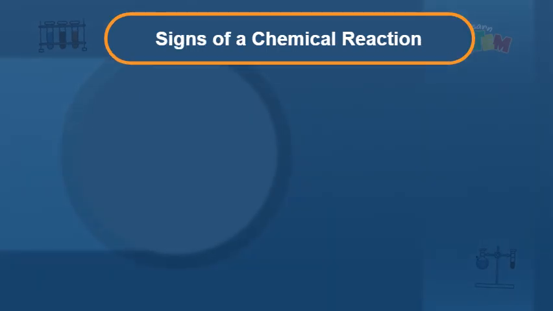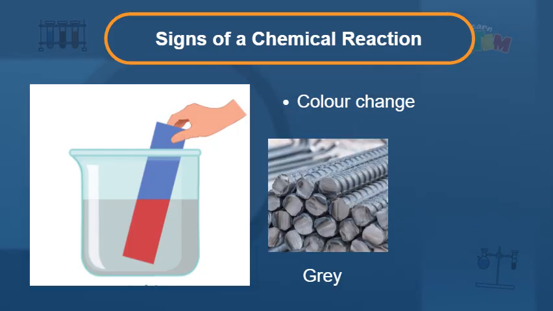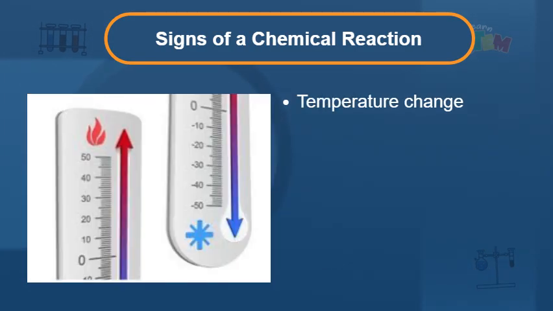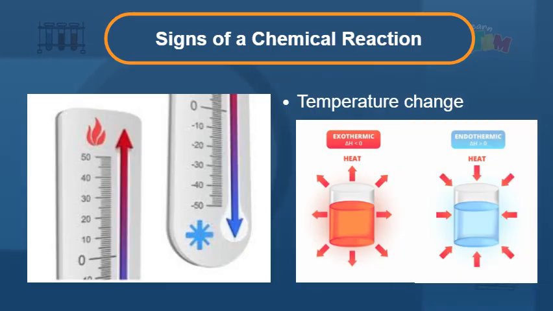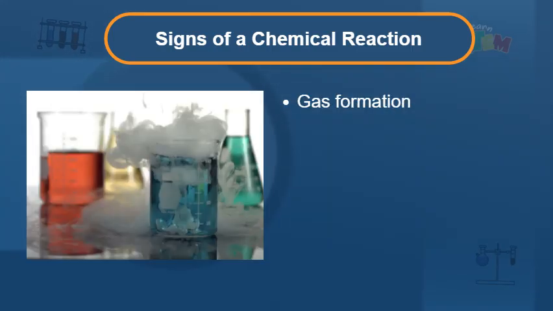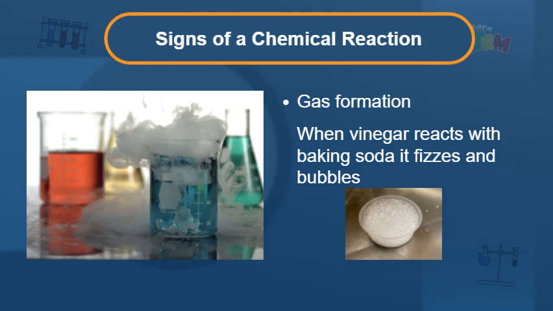How to know when a chemical reaction has happened? Color change. For example, when iron rusts, its color changes from gray to reddish-brown. Temperature change. The reaction may give off heat, exothermic, or absorb heat, endothermic. Gas formation. You may notice bubbles or fizzing. For instance, when vinegar reacts with baking soda, a solid appears in the liquid mixture.